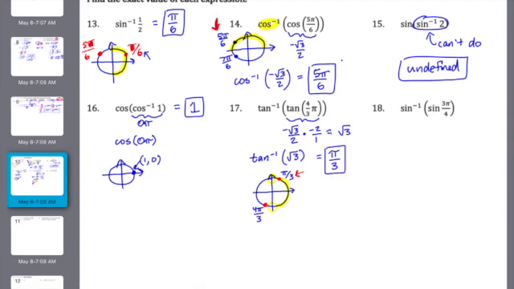All right, and last but not least, let's find the sine inverse of sine of 3 pi over 4. So start with this. On your unit circle, 3 pi over 4 is the point negative root 2 over 2, comma root 2 over 2. So the y value is root 2 over 2. And now we can find the sine inverse of that value. So we're finding the sine inverse of root 2 over 2.